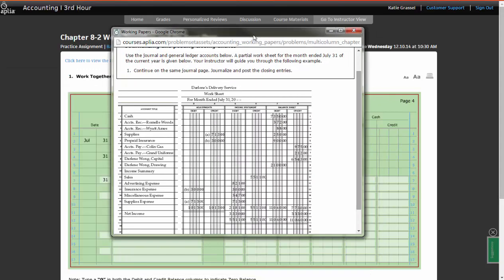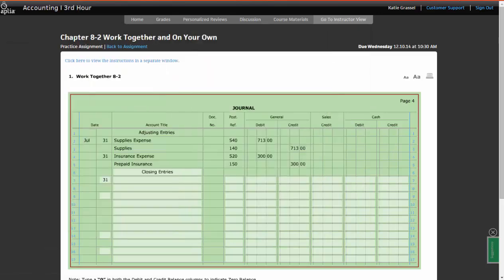So my first closing entry is R for read in our READ acronym, or revenue. Our revenue account is sales. Sales, you can see, has a credit balance of $5,511. The whole purpose of closing entries is to get them to zero. So if sales has a credit balance, I need to debit it. So I'm going to put sales here for $5,511 because we know that when we journalize transactions, debit needs to go first.